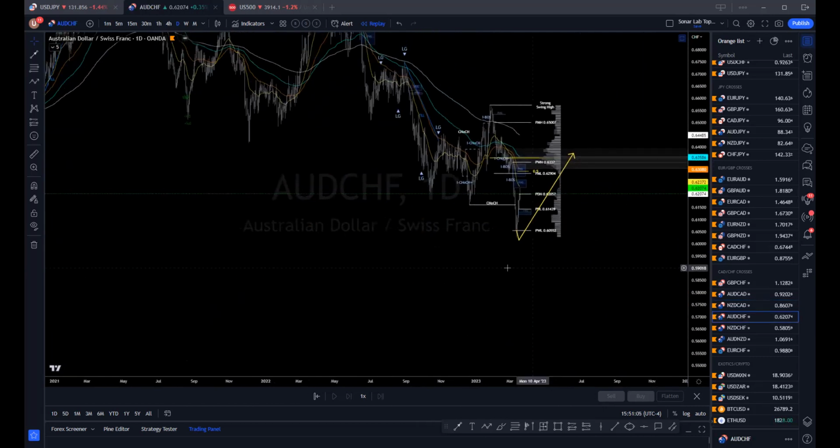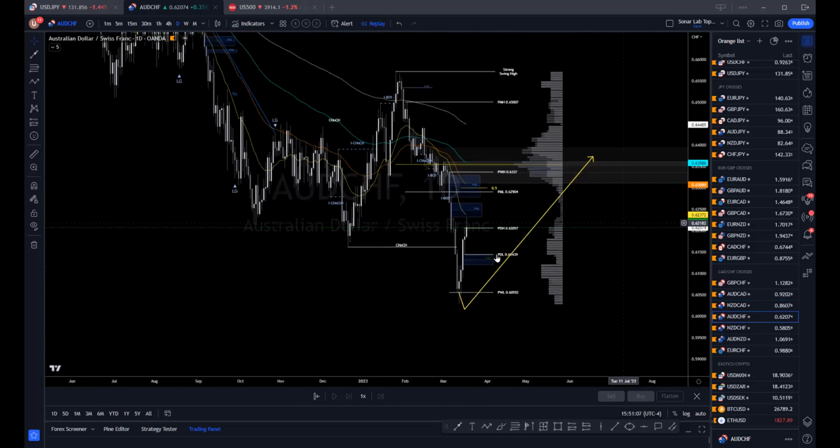AUD/CHF, same difference. Look, I called this up here. I called this down here. This has been a nice trade. That's 204 pips. Hope someone caught that. I am bullish.